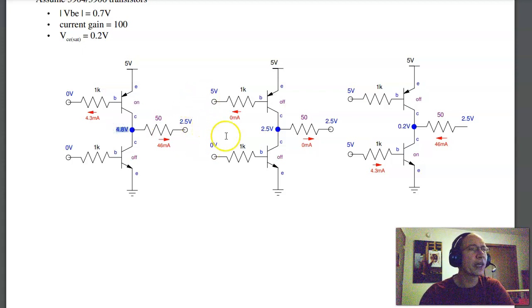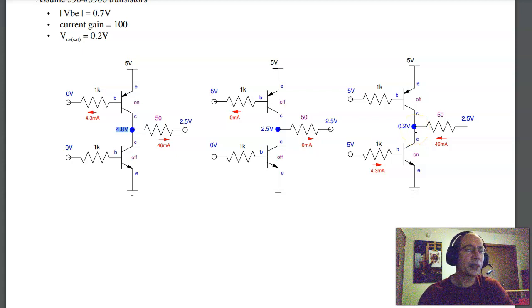When I have 5 volts, 0 volts, the PNP is turned off, the NPN is turned off, in which case I just have 2.5 volts and no current flow. When I have 5, 5, the PNP is turned off, again no voltage across the diode, the NPN is turned on, and I'm at 0.2 volts.